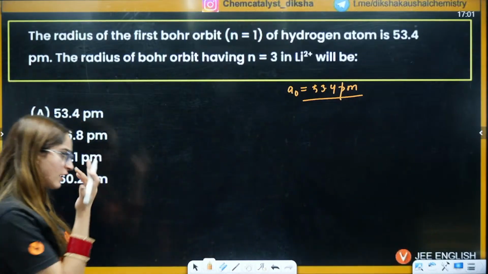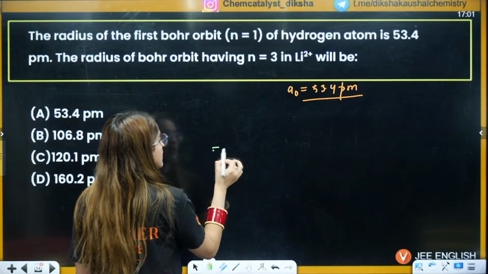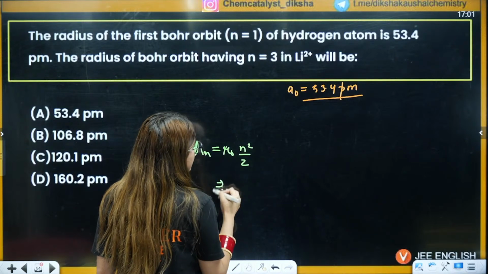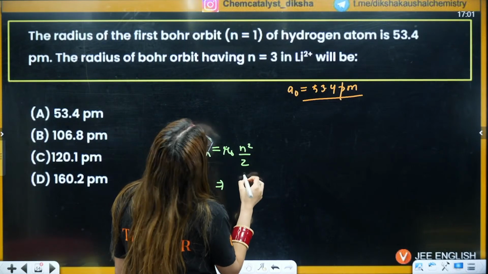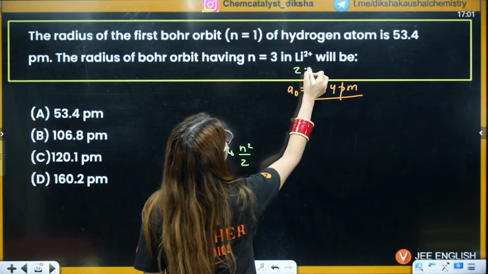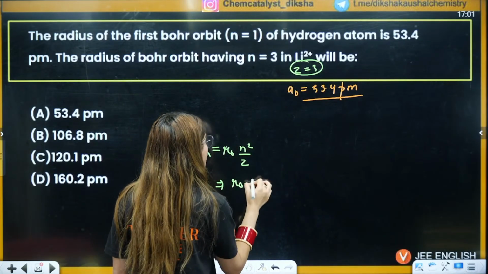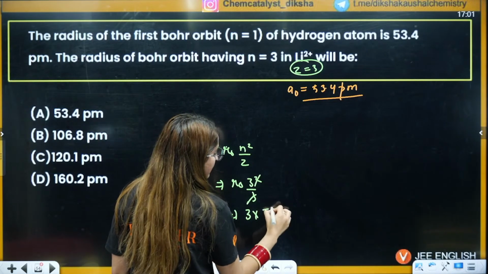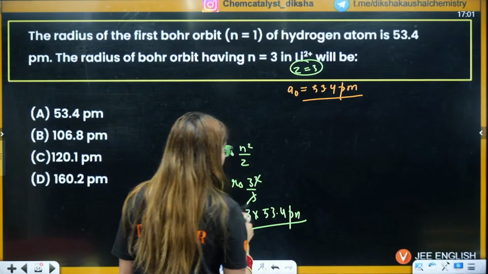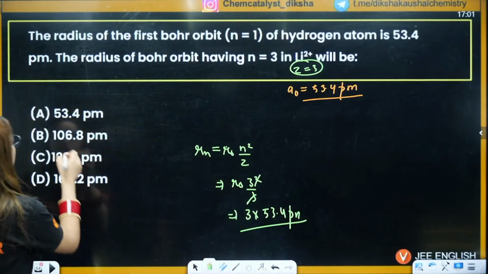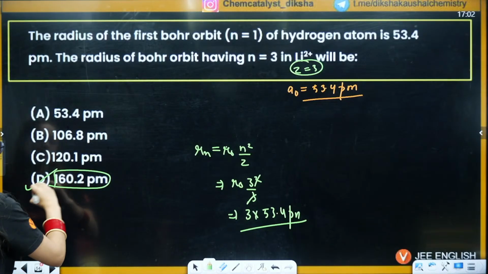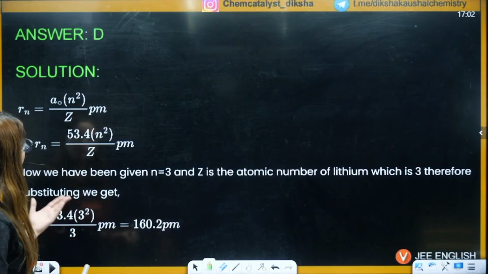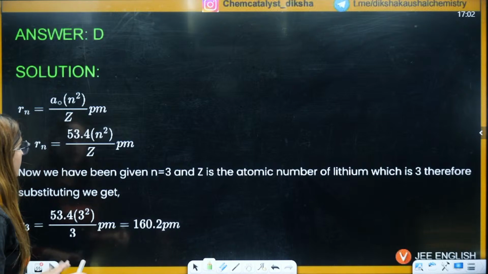Now everybody, this is a very, very famous question, right? So directly you can say that Rn is equals to R naught n square by Z, right? So we know that n value is 3 here. Lithium Z value is also 3 here, so that will be R naught 3 square by 3. It will cancel out. It will be 3 into 53.4 picometer. That will be around 160. So answer will be D is the correct answer here, right? Okay, you can see that D will be your correct answer here.